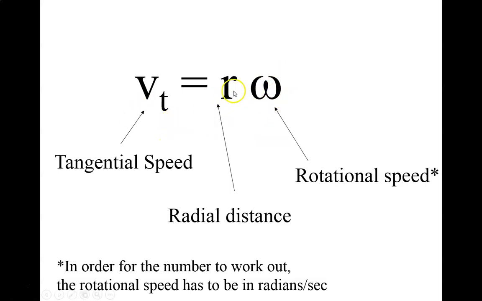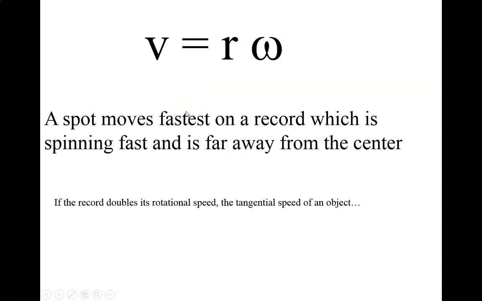And the guide to thinking is basically, if the rotational speed is the same, the further away I get from the axis of rotation, the greater my tangential speed is going to be. And you don't even need this equation to remember that. A spot moves fast on a record when it's spinning fast, which means we have a great rotational speed, and when it's far away from the center, when our radial distance is bigger.